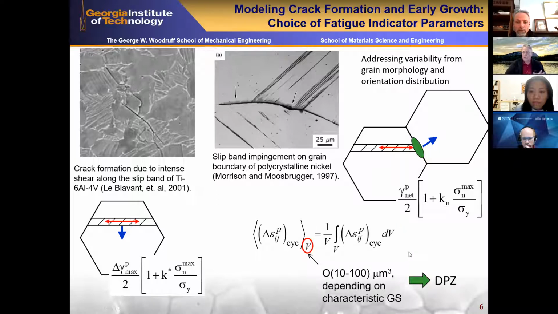And again, the cyclic plastic zones and the cyclic plastic strains that are used to compute these quantities of interest are averaged over damage process zones using a slip banding technique that we've published, on the order of 10 to 100 cubic microns typically. Once we select a volume average size, a size scale for the damage process zone, we use that consistently for various microstructures because we want to compare apples to apples when we compare microstructures for relative resistance to fatigue crack formation.